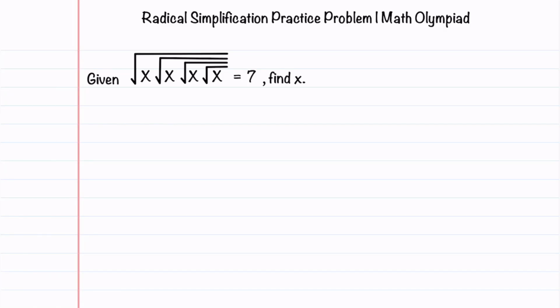Let's dive in and solve this radical simplification problem. We're given the square root of x times the square root of x times the square root of x times the square root of x is equal to 7, and we want to find x.